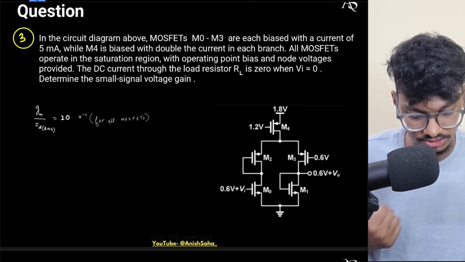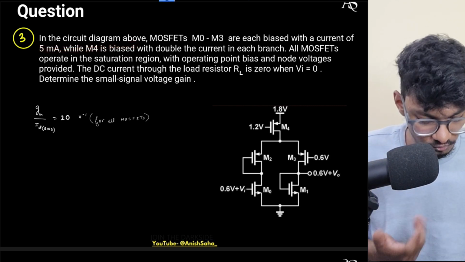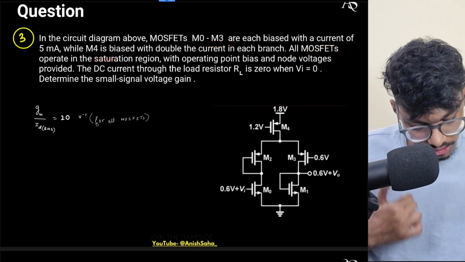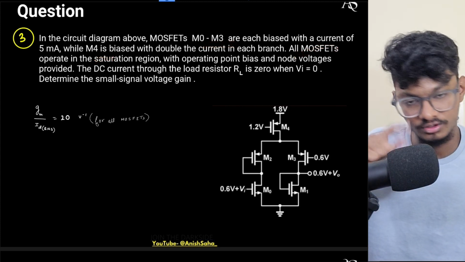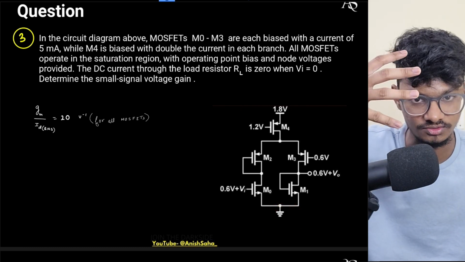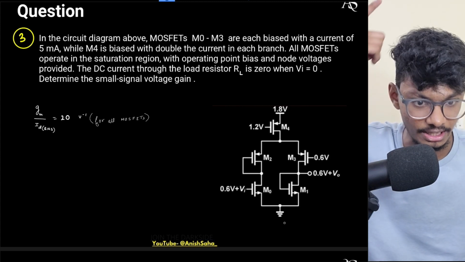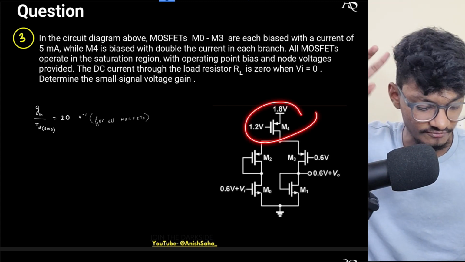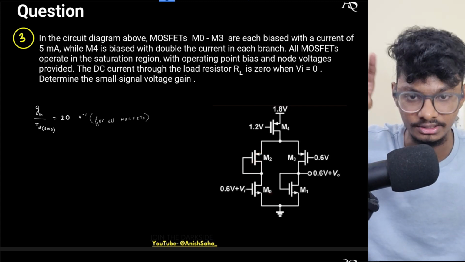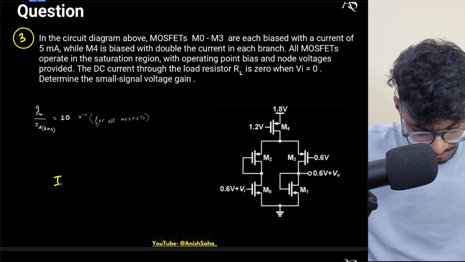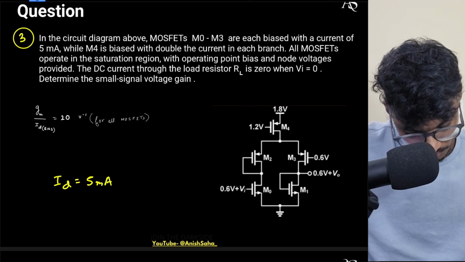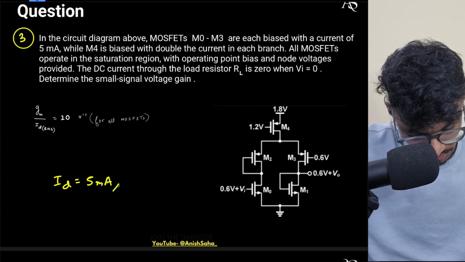Let's solve this third question. In this third question we have, in the circuit diagram above, MOSFETs M0 to M3 are each biased with a current of 5 milliamperes, while M4 is biased with double the current. So basically now, instead of one of the 5 MOSFETs, the extra MOSFET, instead of having it at the bottom, we have it at the top. So M4 is at the top, and M0 to M3 are biased with 5 milliamperes of current, and the M4 MOSFET is biased with 10 milliamperes of current.